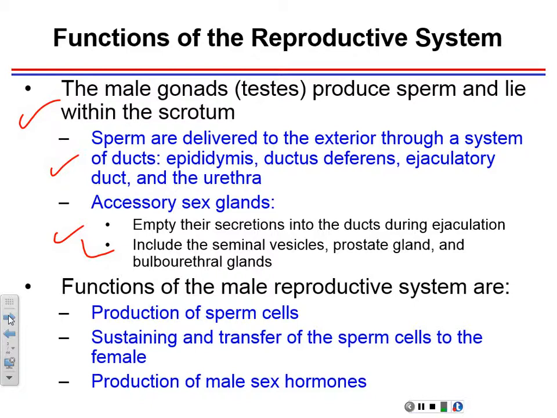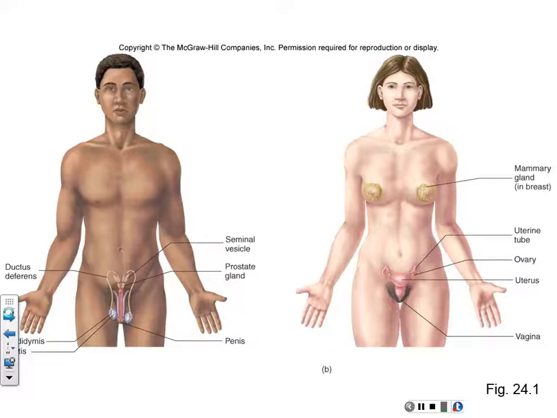And then, of course, what are the functions for the male, particularly? It is to produce the sperm cells, okay? And then, of course, to sustain their viability and transfer them to the female, all right? And then, of course, to produce the sex hormones like testosterone, all right? So you've got to know, of course, the functions of each of the sexes, the reproductive systems of each sex, and then, of course, the components.